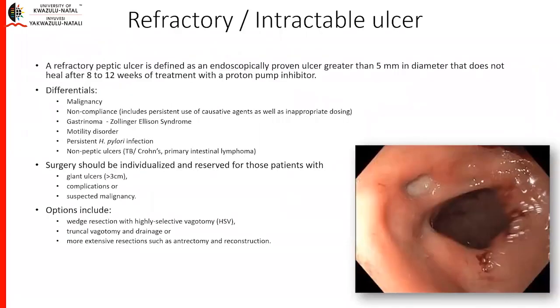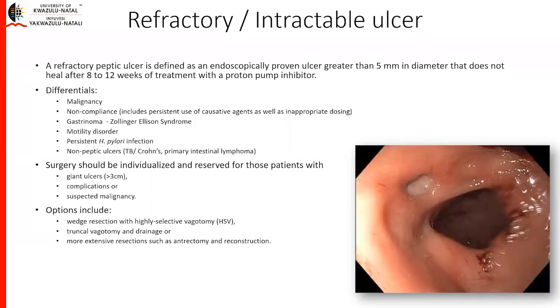Okay, moving on to the first complication that I'd like to discuss. It is the refractory or intractable ulcer. This is an ulcer which has been diagnosed. It was documented at endoscopy. Biopsy was taken. Helicobacter pylori may or may not have been confirmed. The patient was put on either Helicobacter pylori eradication if they were positive, or a course of PPI therapy alone. And after 8 to 12 weeks of treatment, the patient has ongoing symptoms, right?